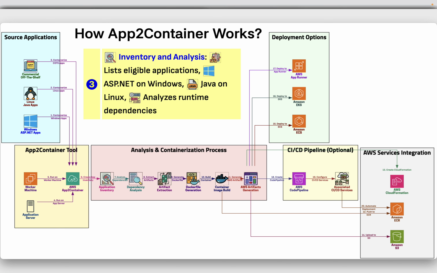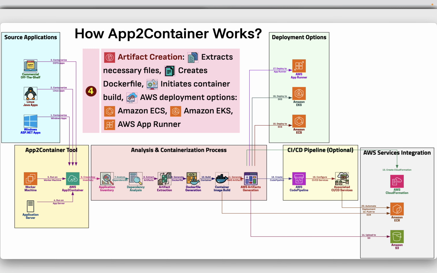The tool creates a list of all running ASP.NET on Windows and Java on Linux applications that are candidates for containerization. It also analyzes the runtime dependencies of the applications. App2Container extracts the necessary files for containerization and creates a Docker file. It initiates the container build and generates artifacts for deployment on AWS services like Amazon ECS, Amazon EKS, or AWS App Runner.